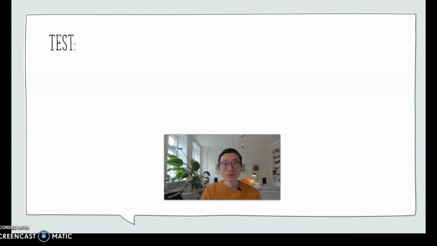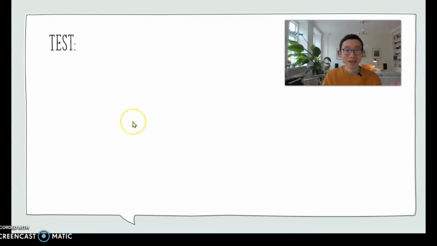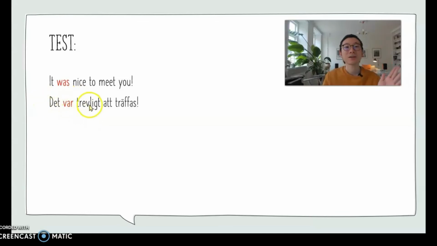Okej, nu ska vi göra en test för att repetera den sista delen. Hur ska vi översätta It was nice to meet you? How should we translate It was nice to meet you into Swedish? Det var trevligt att träffas. Eller du kan också säga det var trevligt att träffa dig. Det är också korrekt.